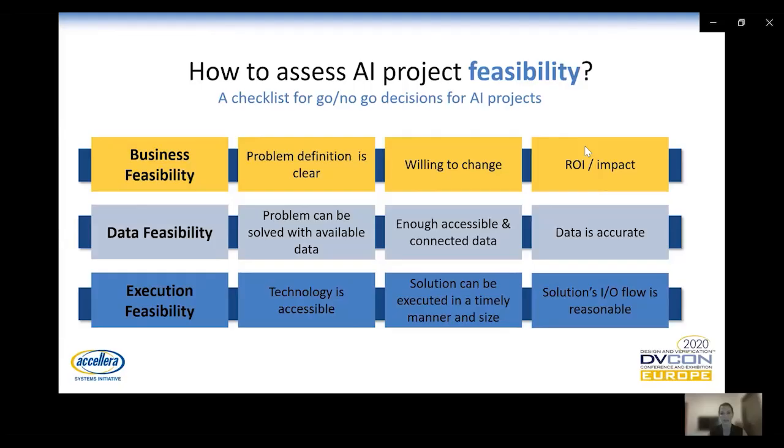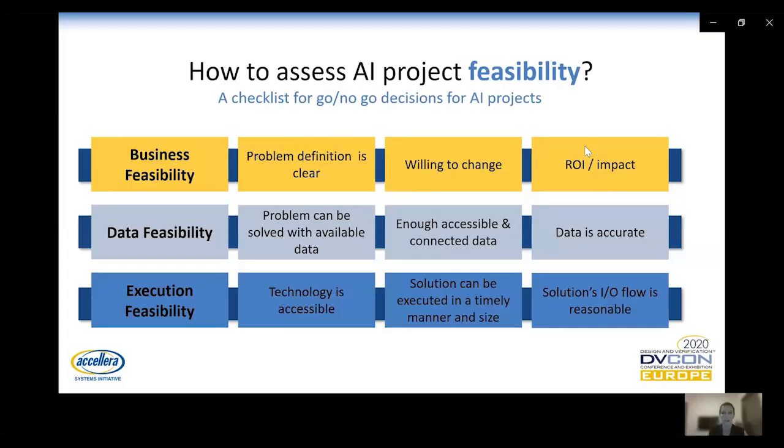From a data aspect, and we talked about data a lot today, we need to make sure that our data is accurate. We have sufficient data that properly explains the problem that we are trying to solve. And also, we have access to the data. Working in an enterprise, sometimes we don't have access to all of the data. Sometimes the data is not connected. So we need to make sure that we have everything we need from a data perspective in order to feed our algorithms. Last but not least is the execution.